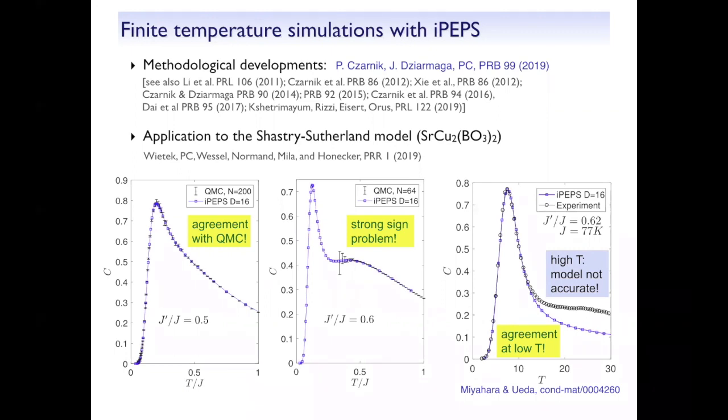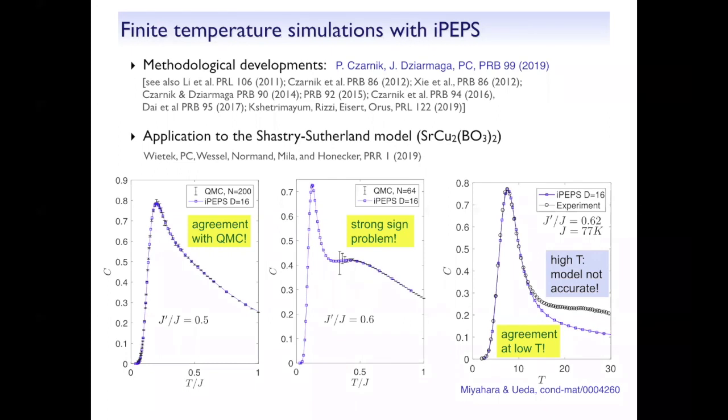However, if you go to larger coupling, then there's a strong sign problem. You see here the error bars actually blow up in Monte Carlo, but with iPEPS, we can still access the low temperature in a controlled way. And then finally, here I just show you a comparison with the experimental data where we obtain a nice agreement at low temperature. At high temperatures, things start to deviate, but this is because the spin-phonon coupling terms become relevant here, which are not included in the model.